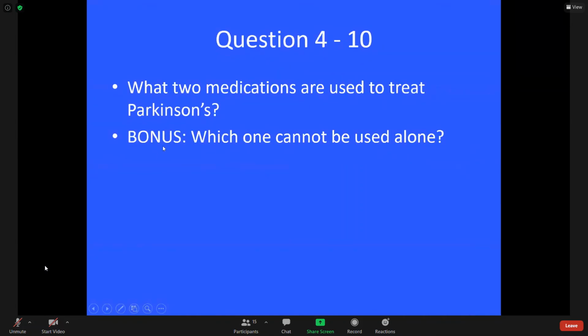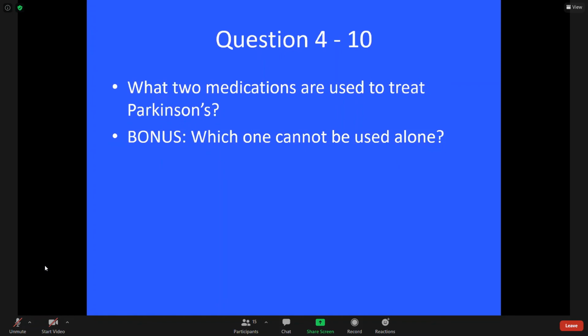Candy, what are 2 medications used to treat Parkinson's? One of them is levodopa. Correct. The other one is your carbidopa. So levodopa and carbidopa. Basically neither one can be used alone, because they don't have the effectiveness to cross over the brain barriers.